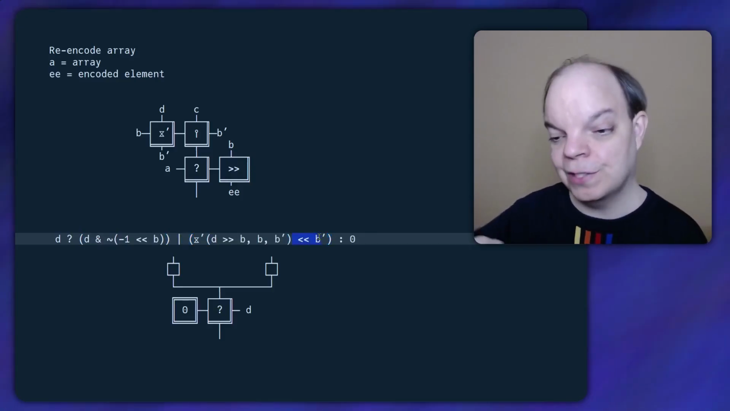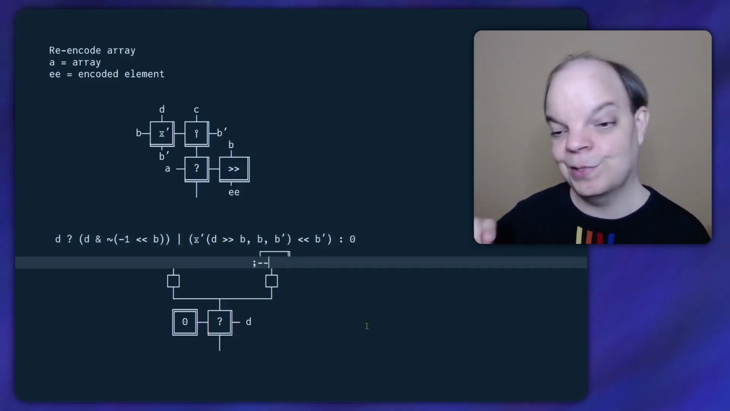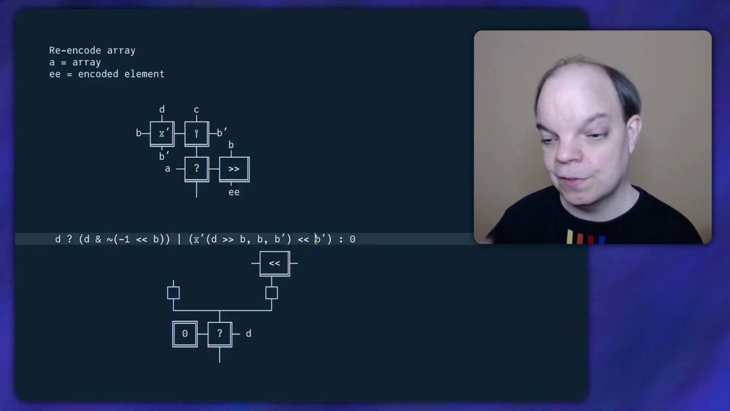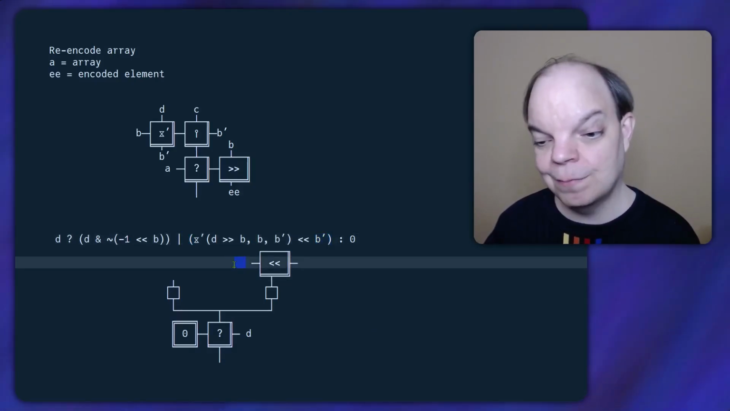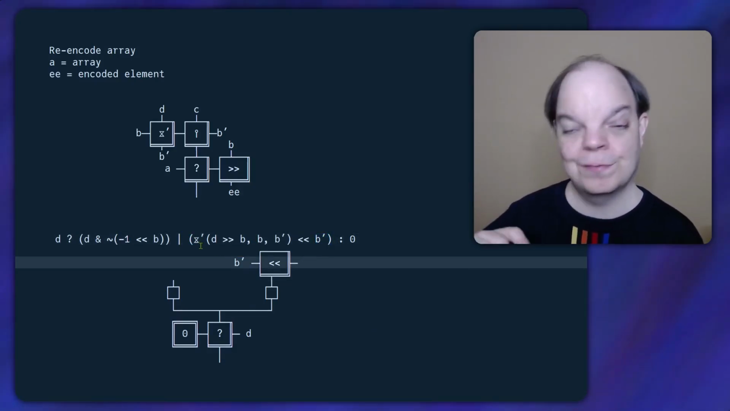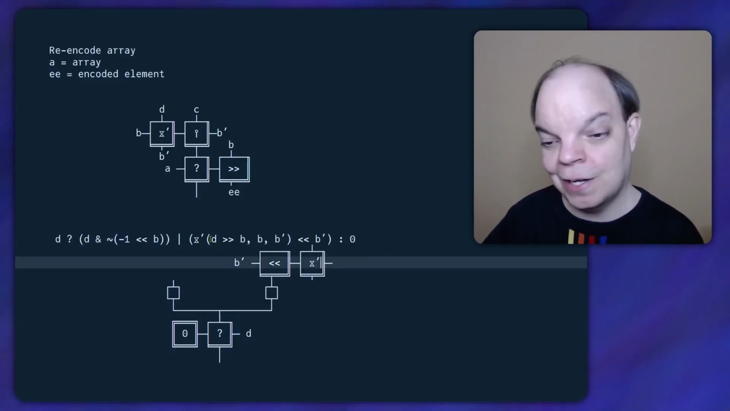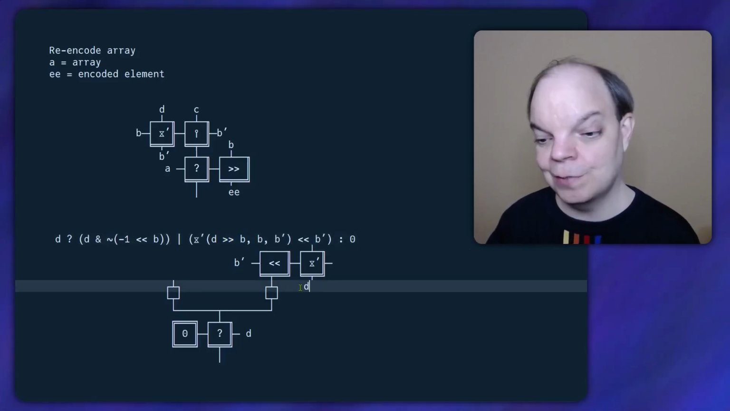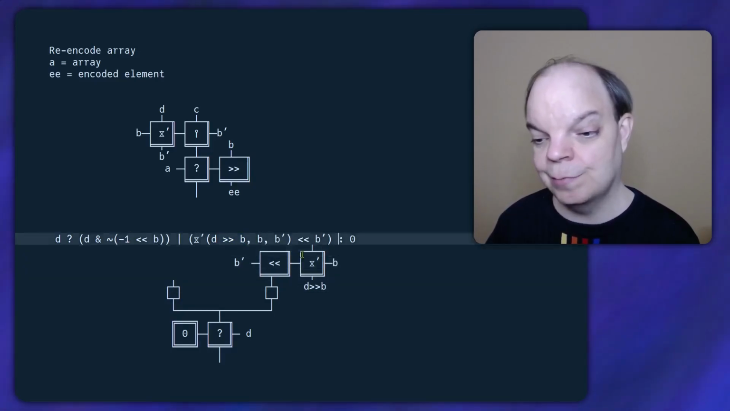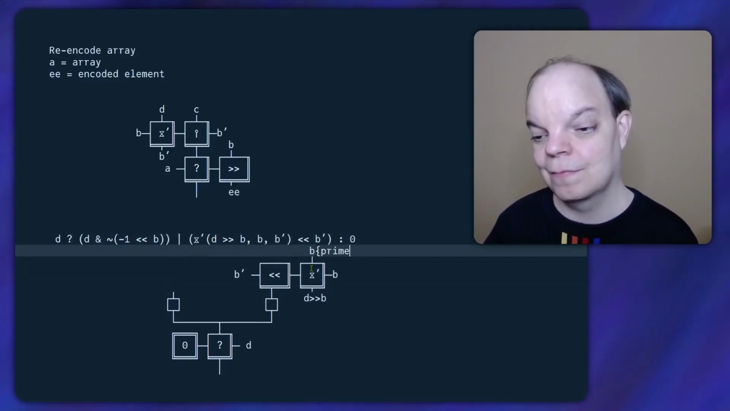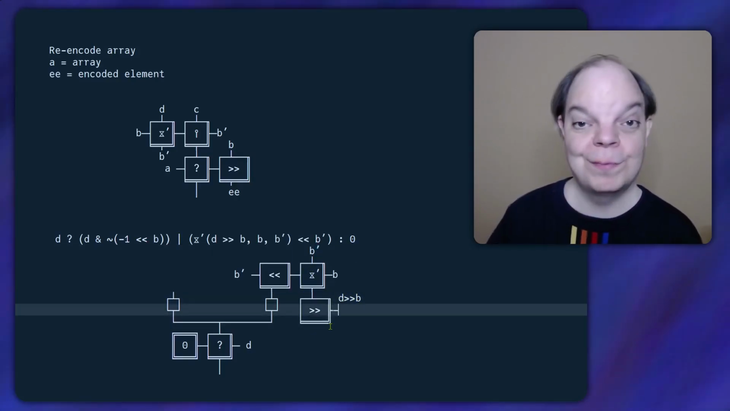Now on the top level here we have a shift left, so let's put a call to the shift left function here. The second operand is b prime, but the other operand is the recursive call. So let's put a call to that right here. In order, the arguments are d shift right b, and then b prime. And we can put the shift right box right here.